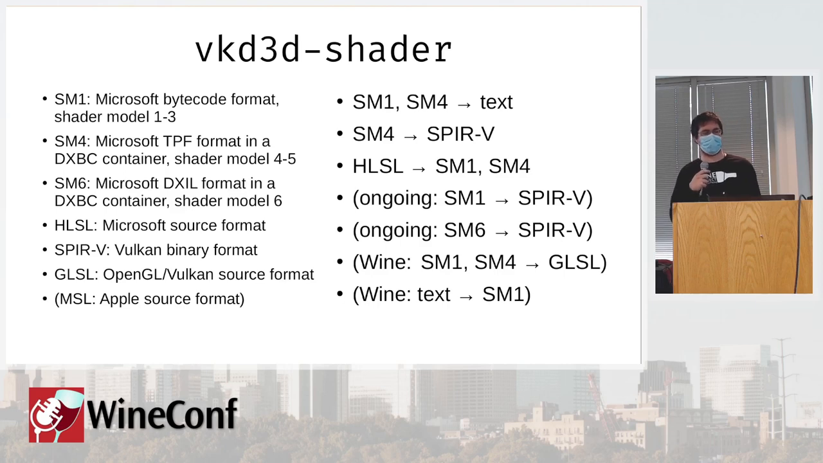The first two are the conversion of SM1 and SM4 shaders to GLSL, which is what Wine3D currently uses for its classical, let's say, OpenGL backend. And then there is also the possibility to actually assemble an SM1 shader, which is what I think used to be the normal way to build a shader in the old days.